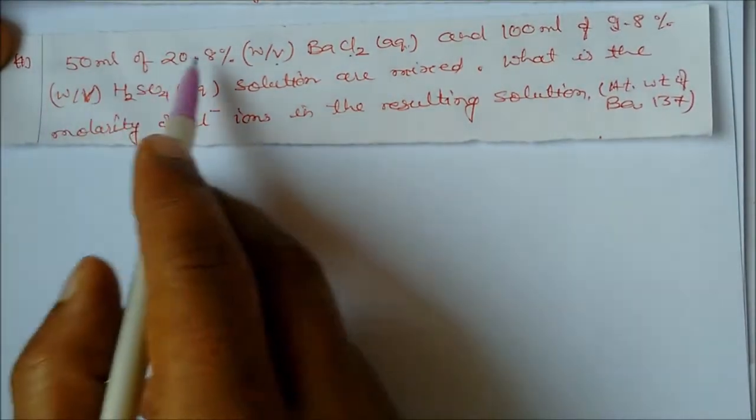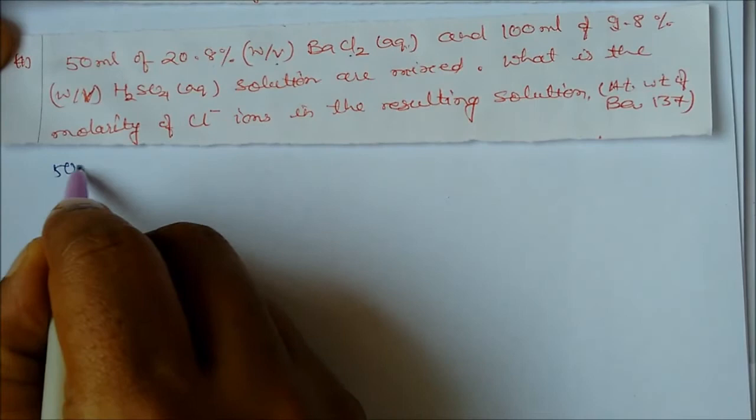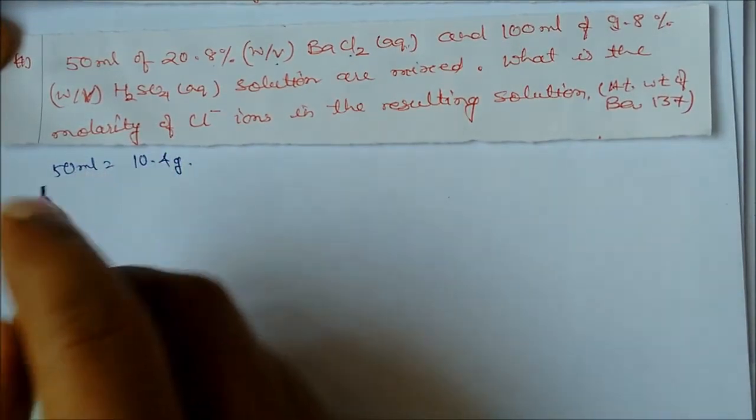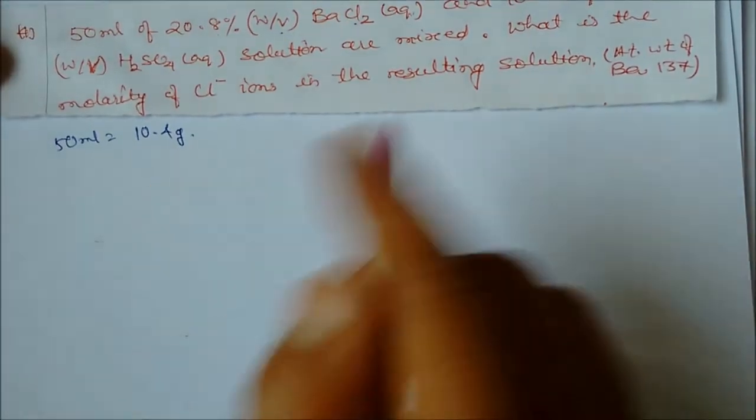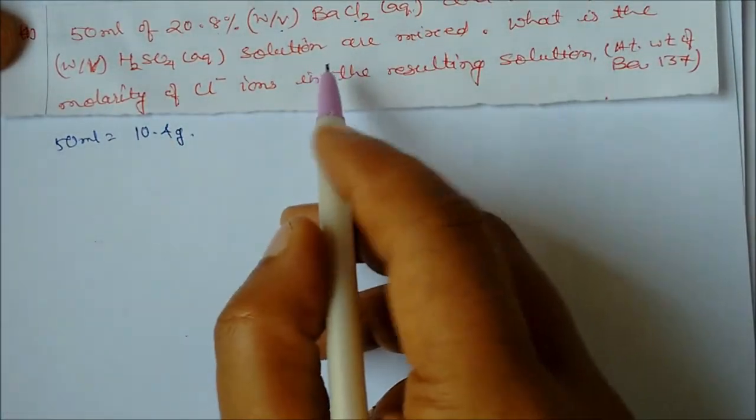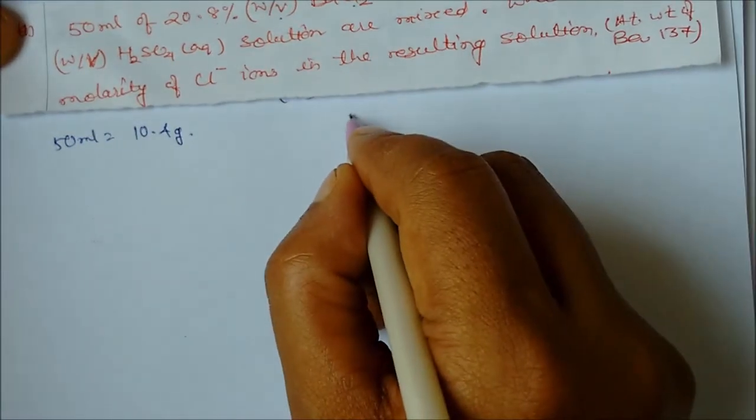Okay, so for 50 ml, what is the weight? So here for 50 ml, the weight will be 10.4 gram. So we can find out here, the question is what is the molarity of Cl ions in the resulting solution. So for Cl ions, the reaction goes like this one.